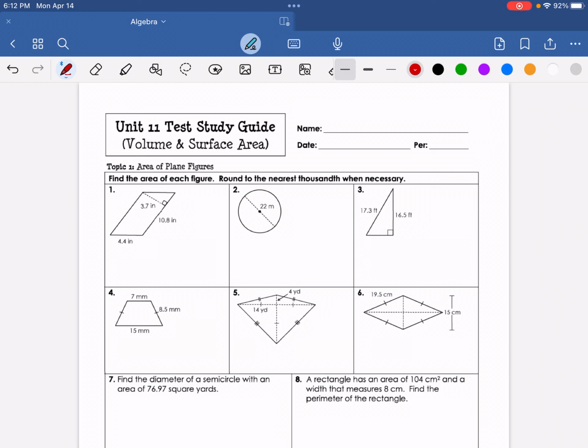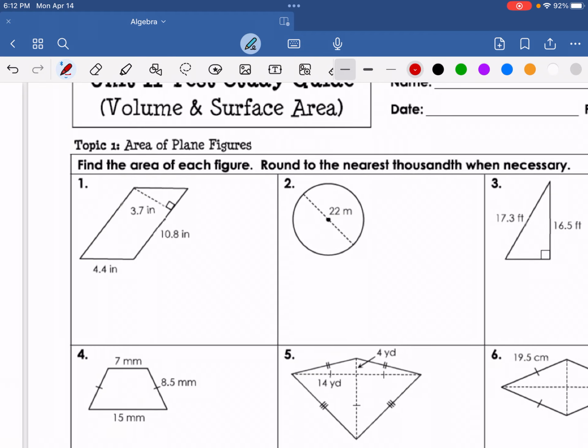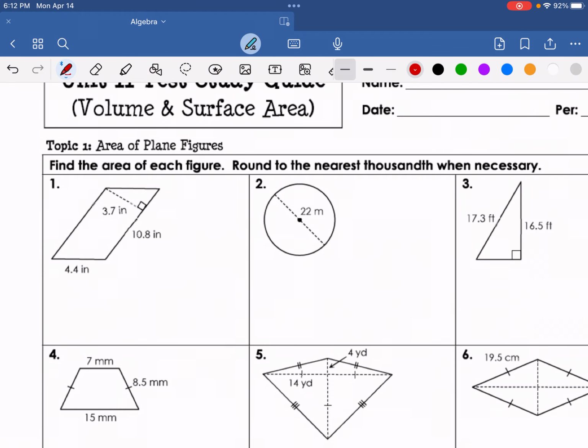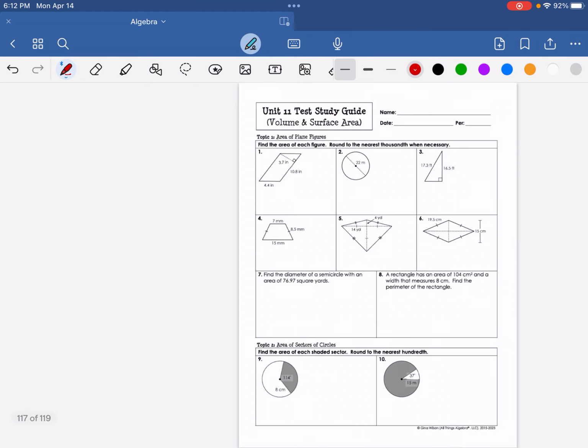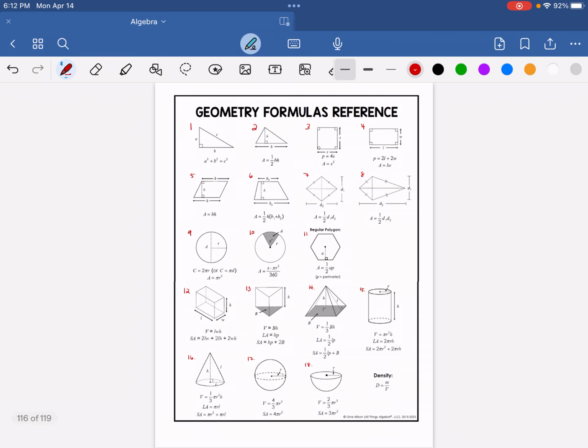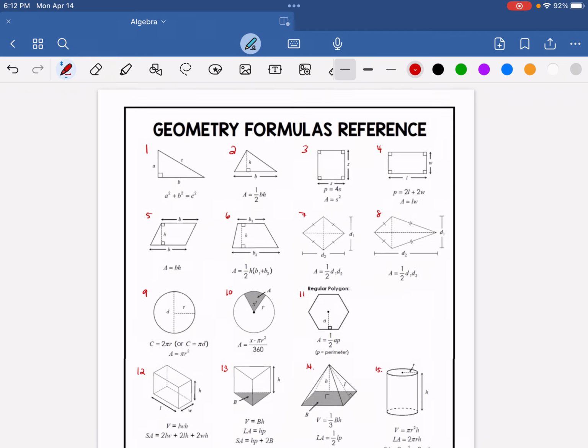Okay guys, so I'm going to work on the review. I'm going to try to go through every single problem, so just fast forward to the areas that you need. Okay, we are finding the area of each figure. So that means that if you go to your reference sheet, I did number it. We should just be focused on the ones that say capital A.